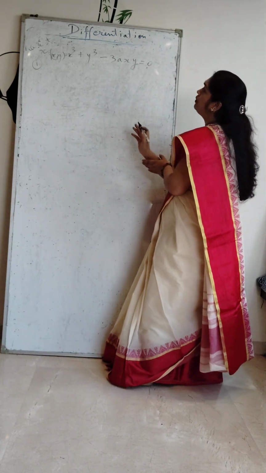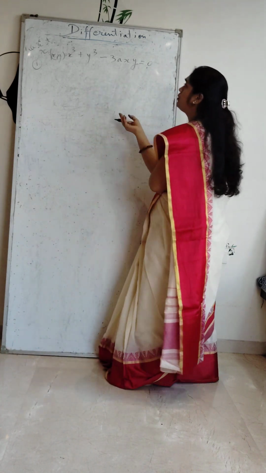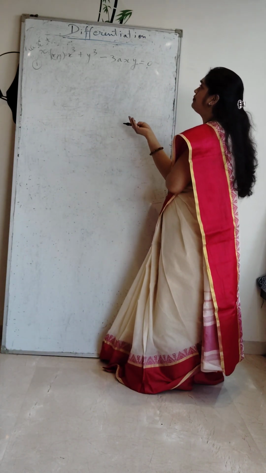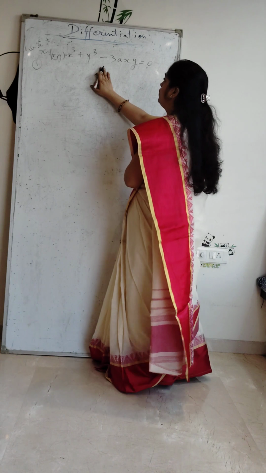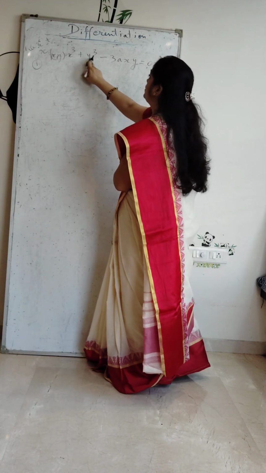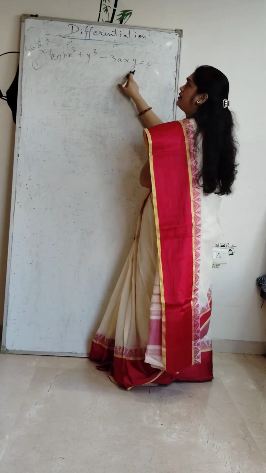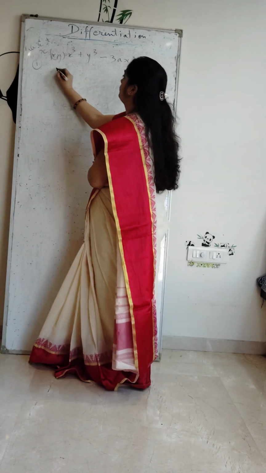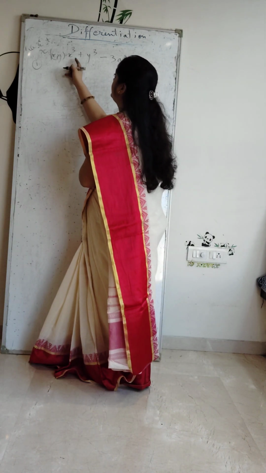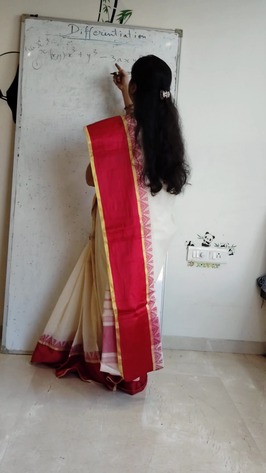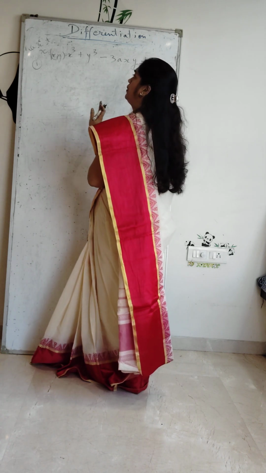We know the product rule. We know all the rules for addition, subtraction, division and multiplication. Here division is not present. Addition is here, subtraction is here, and product is here. So we will directly apply the rules. We will differentiate each of the three terms directly with respect to x.